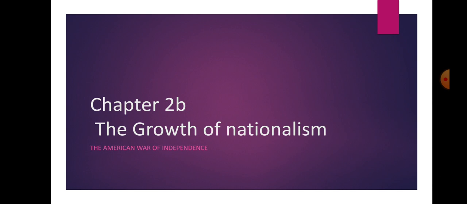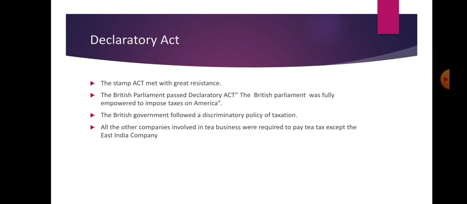Hope all are fine. In our previous class, we had discussed the immediate causes of the revolt. There we had studied the Sugar Act and Stamp Act. Today we are going to study the Declaratory Act. The Stamp Act met with great refusals. To stop such resistance, the British government passed the Declaratory Act.